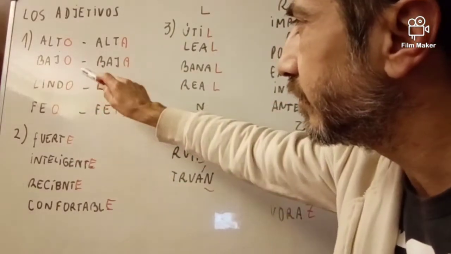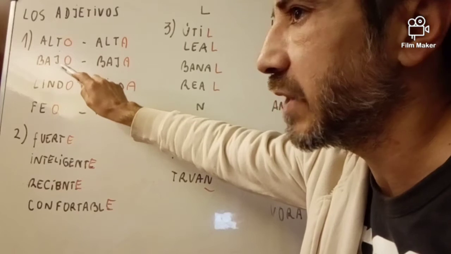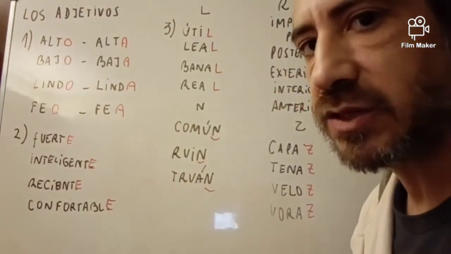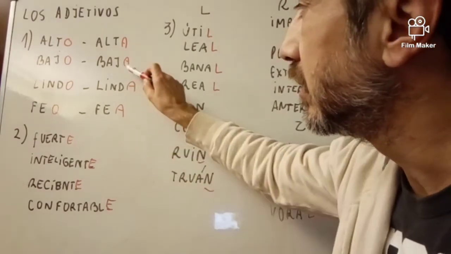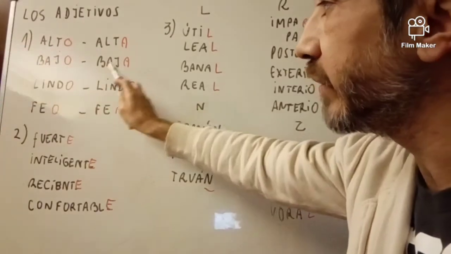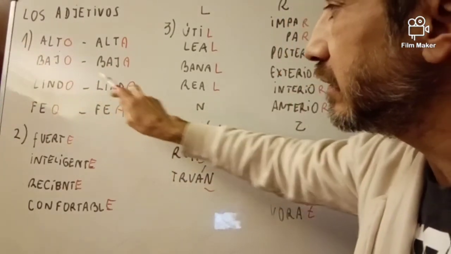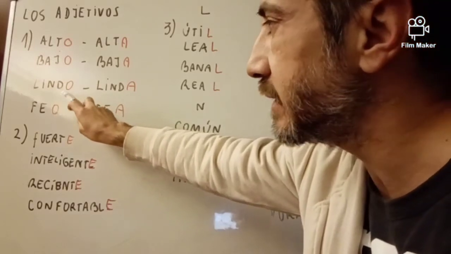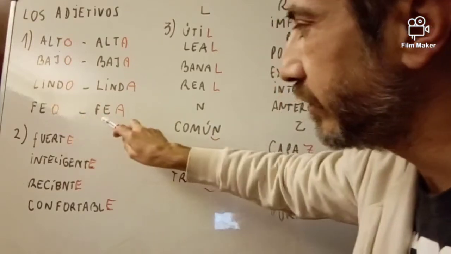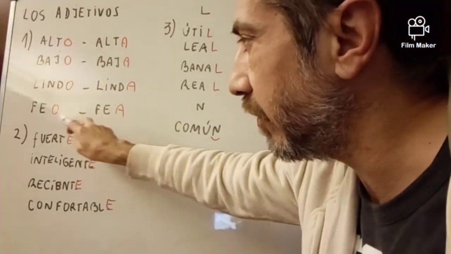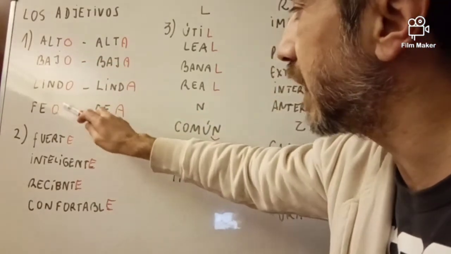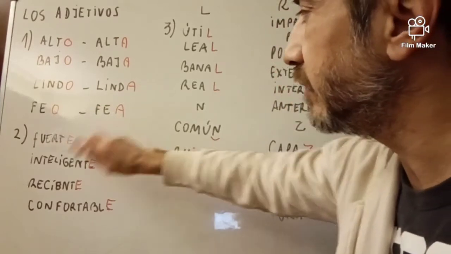Bajo and baja, short. For example, I am a short man: Yo soy un hombre bajo. Ella es una mujer baja. She's a short woman. Lindo, linda: handsome, pretty or beautiful. Feo means ugly for men or for things that take the masculine article, and for the feminine, fea.